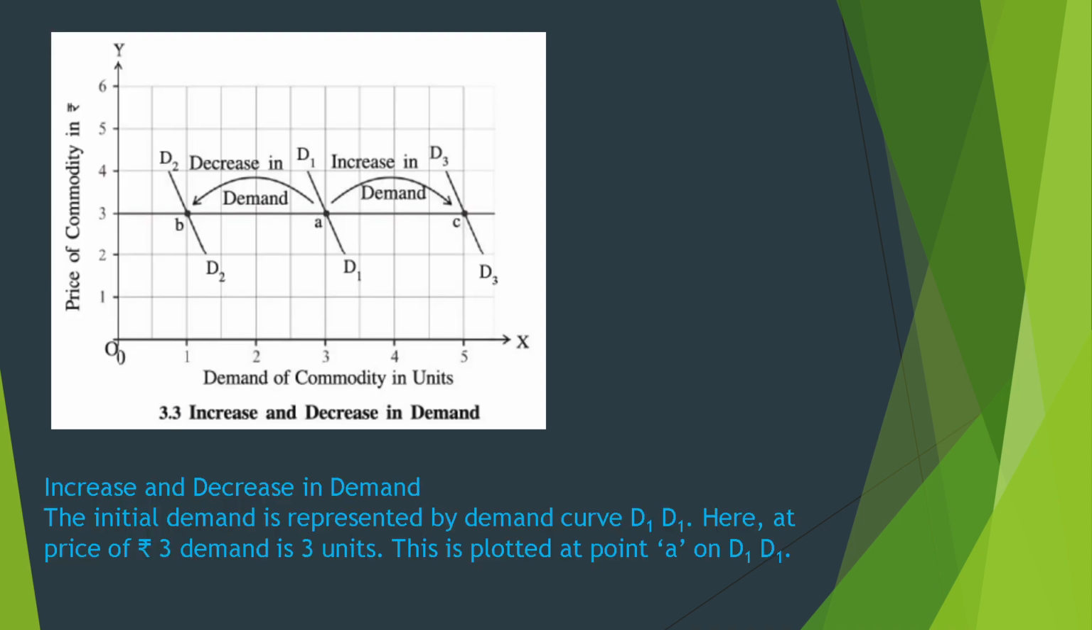Increase and decrease in demand. The initial demand is represented by a demand curve D1. Here, at a price of ₹3, demand is 3 units. This is plotted at point A on D1.